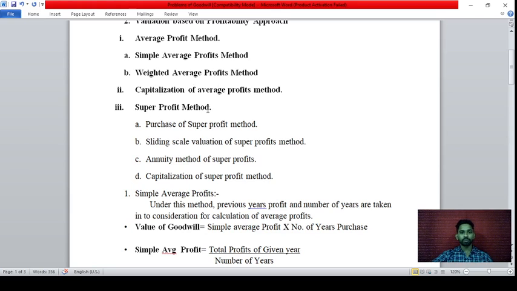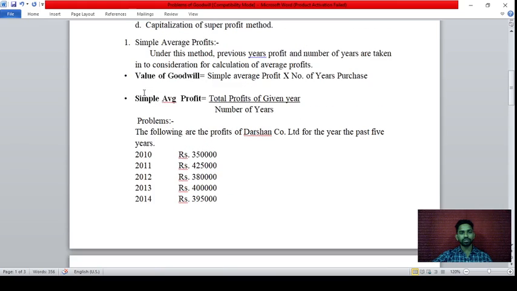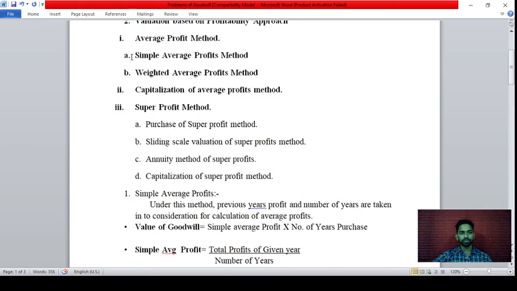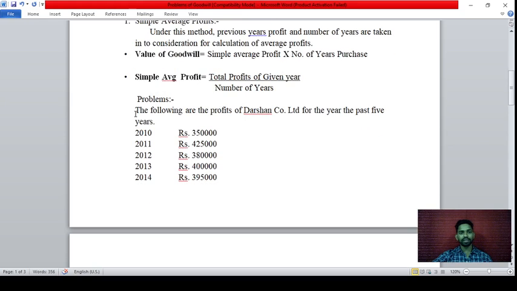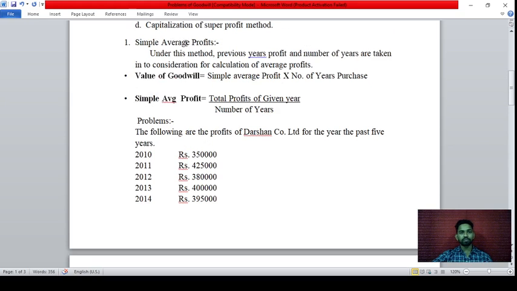First of all, let us see the simple average profit. In the last session we already discussed it, but again, simple average profit is nothing but, under this method, previous years' profits and the number of years are taken into consideration for calculation of average profit. If profit is fluctuating, then only the simple average profit is used. How to calculate the value of goodwill? Simple average profit into number of years purchase.